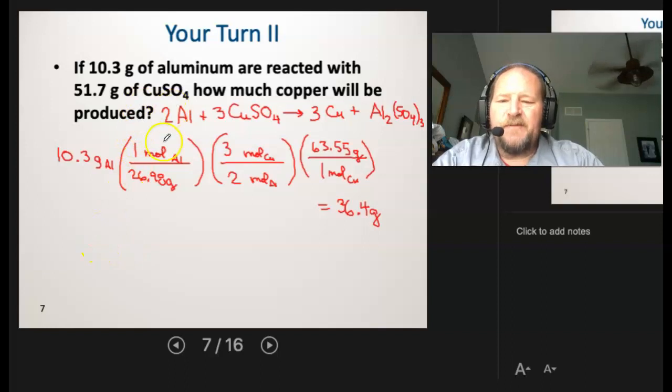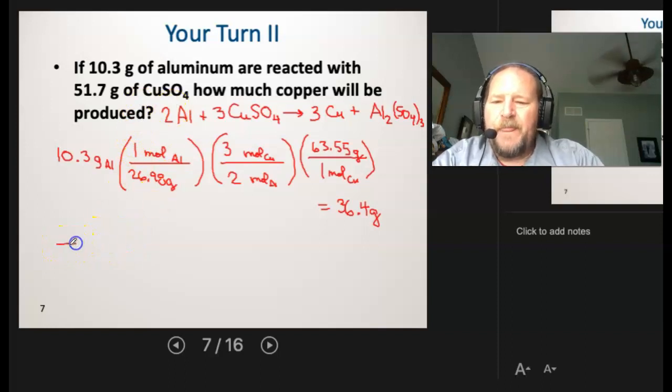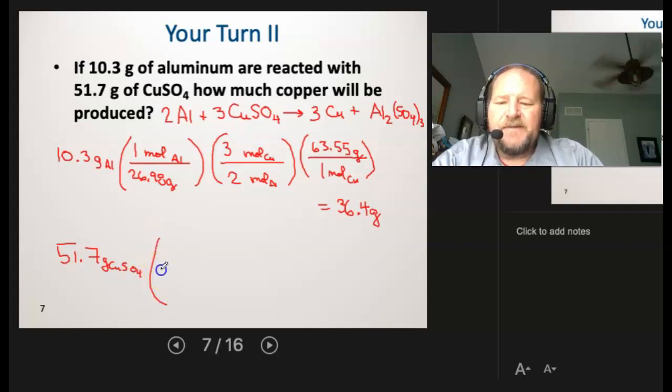Next, we're going to take the copper sulfate and we're going to do the same thing. So we're going to do 51.7 grams. This time it's going to be CuSO4. Still going to be 3 steps.